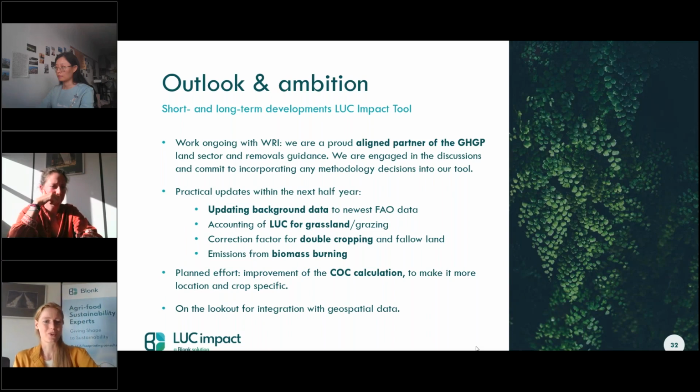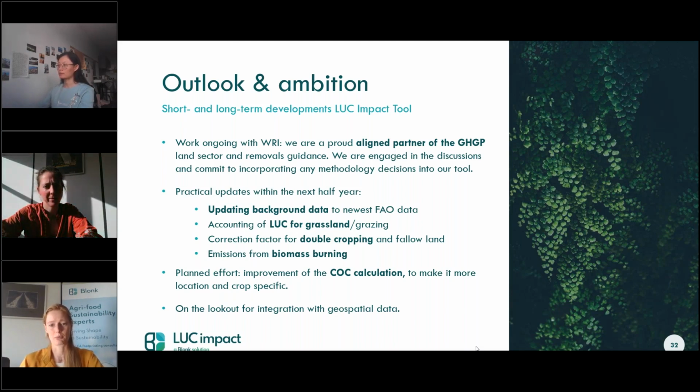Still, although we already are very proud of what we have accomplished with this web-based tool, we are also looking ahead into the future, and we foresee the opportunities that we want to fulfill there. So on a really short term, we are still collaborating with WRI. We are an aligned partner of the Greenhouse Gas Protocol, Land Sector and Removals Guidance, and we'll be working in the next months and also after the protocol has been finished to incorporate any changes and alignments to those standards where possible.